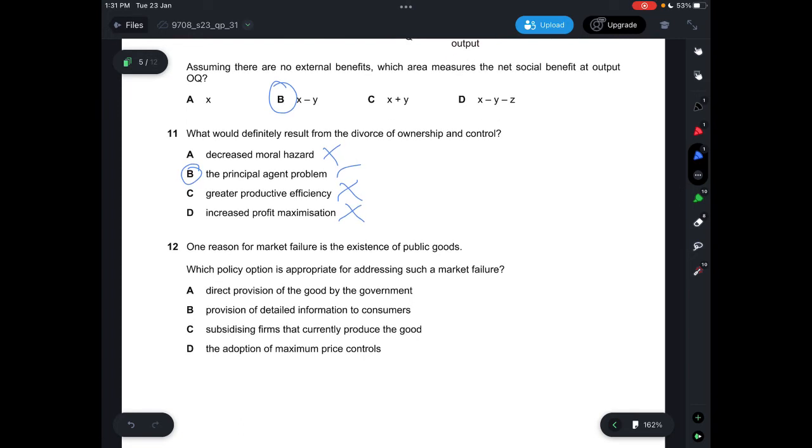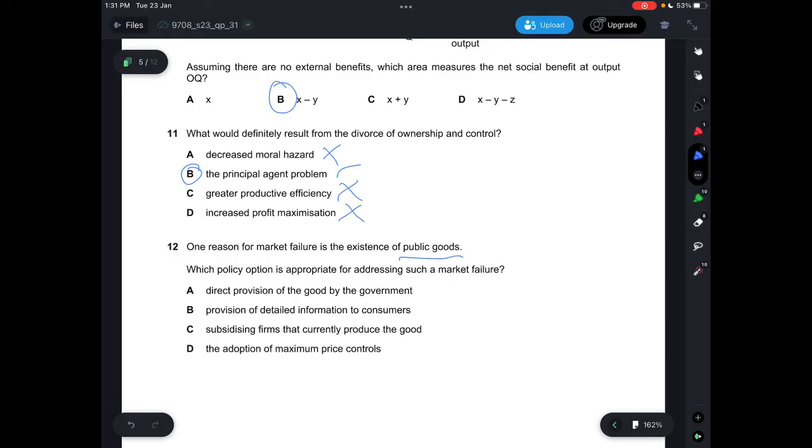Question 12. One reason for market failure is the existence of public goods, and which policy option is appropriate for addressing such a market failure? So one reason for market failure is the existence of public goods, because these goods can be consumed by every single person without having to pay. For example, road lights, public roads, which everyone can use without having to pay. For example, in Malaysia, federal roads, trunk roads, and public goods can also be national defense. So these goods have to be directly provided by the government, because if these are produced by private firms, they will incur a loss because they cannot earn from this.